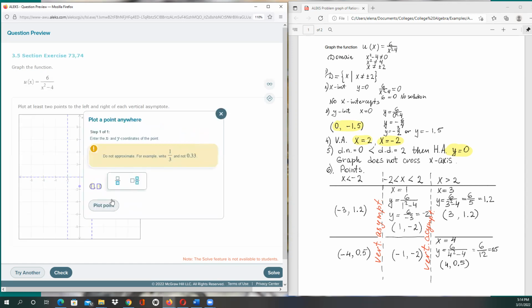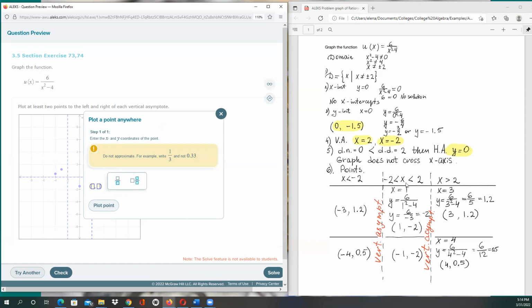So again, plot a point. -3 and 1.2. -4 and 0.5.